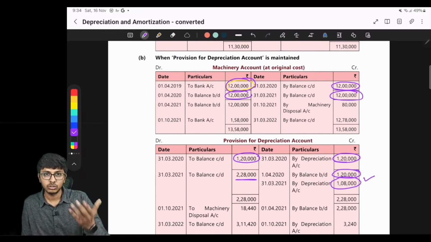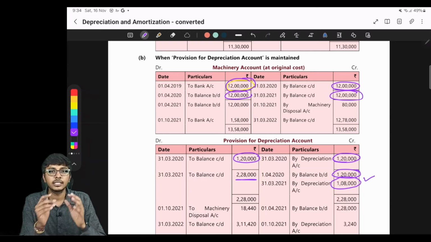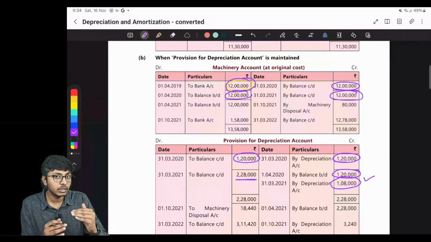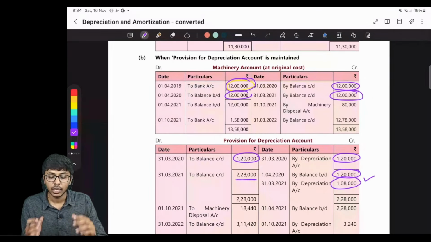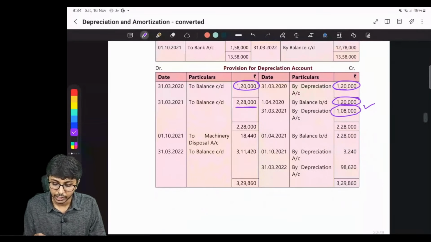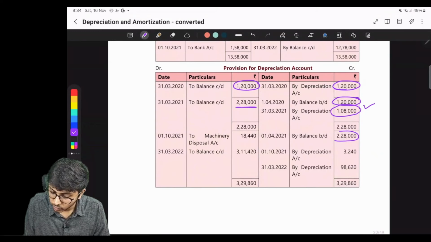Why? Because I have not sold yet. So my asset value will be 12 lakhs only. I am not reducing my asset value by depreciating. I am creating a separate account called provision for depreciation. Now the balance brought down will be 2 lakh 28,000.